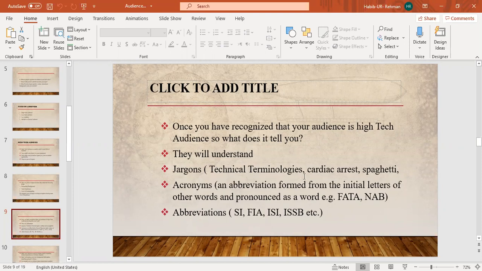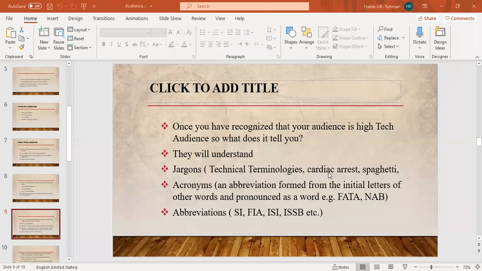For example, in the medical field, cardiac arrest. Cardiac arrest is a technical term. It means that your heart doesn't work properly, and you have a heart attack. So that situation is known in medical terminology as cardiac arrest. But a layperson, a common man, says heart failure. But medical doctors say cardiac arrest.